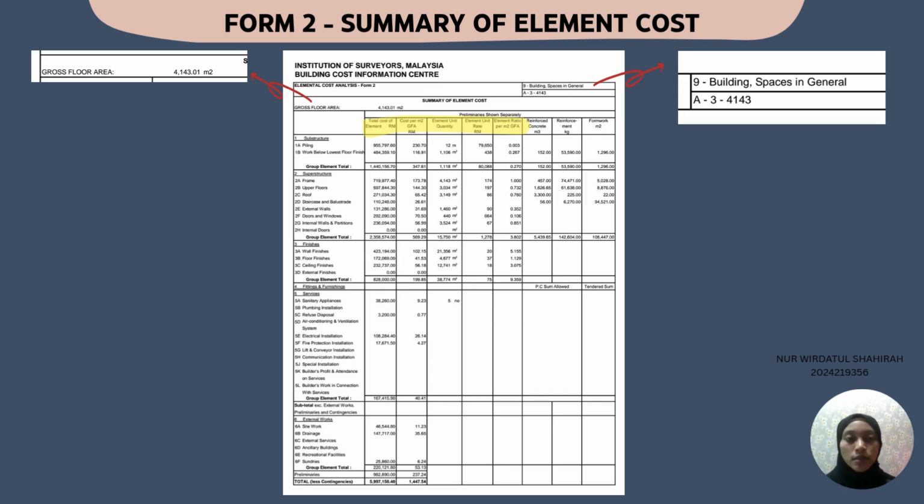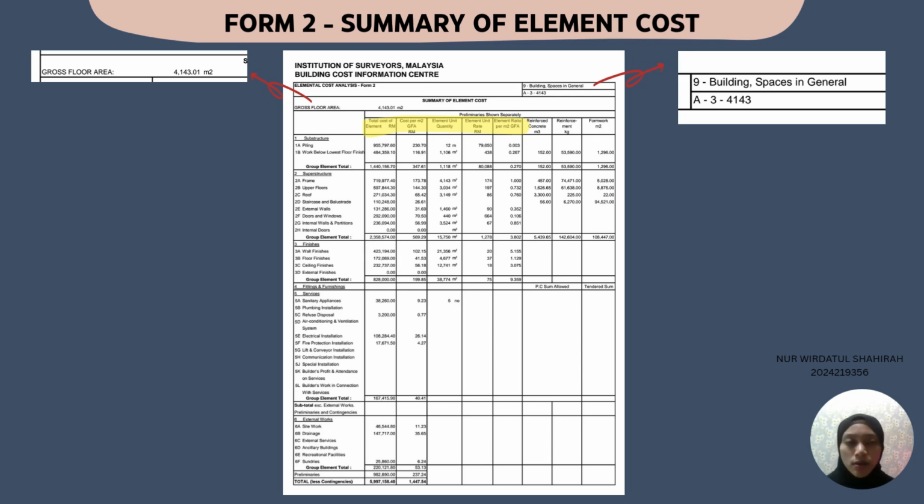The third element, finishes, has a total cost of RM 828,000.00, which is 13.81% of the total cost. This includes wall finishes, floor finishes, and ceiling finishes. This indicates a strong focus on internal comfort and aesthetics, ensuring that the interiors are functional, clean, and pleasant for the occupants.